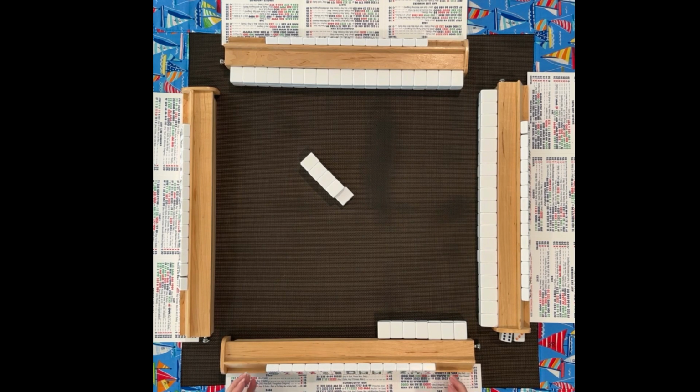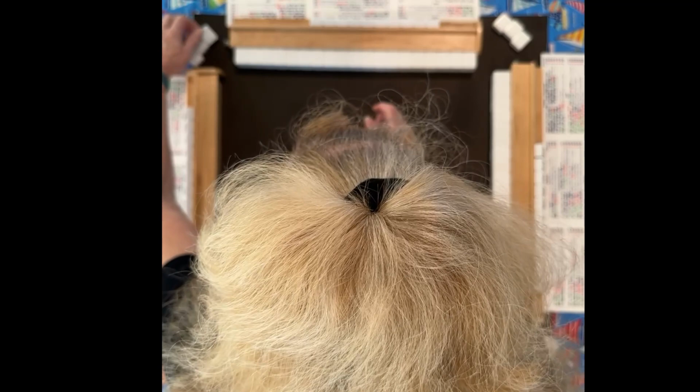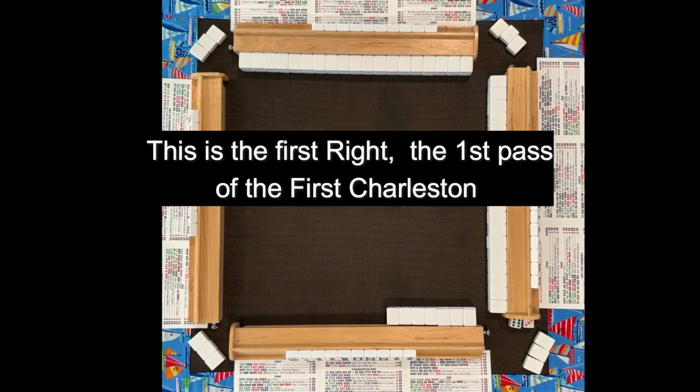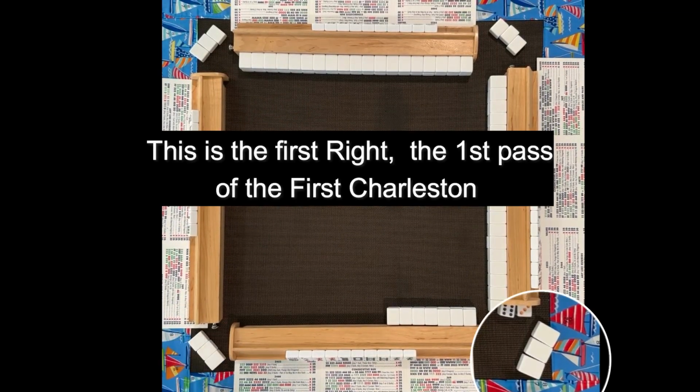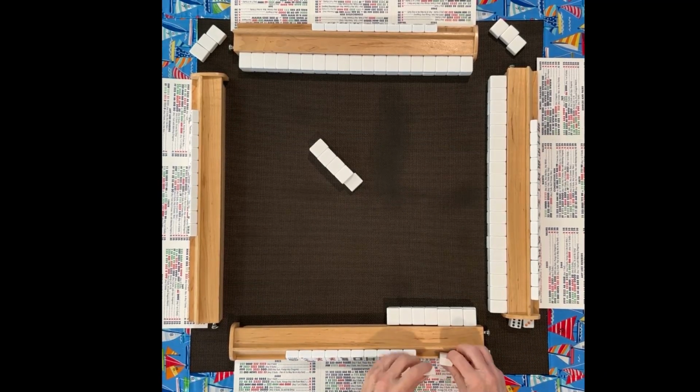So we're going to go ahead and start out with the first right. And everybody will pass 3 tiles that they don't want to the player on the right. Okay, now everybody's passed. And everybody can pick up their tiles and put them in their rack.